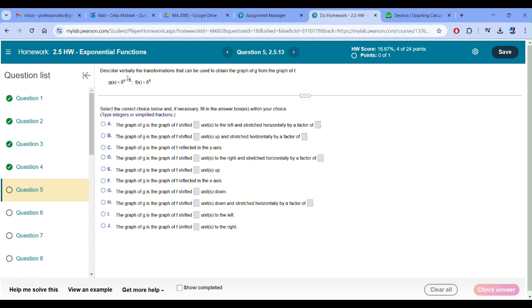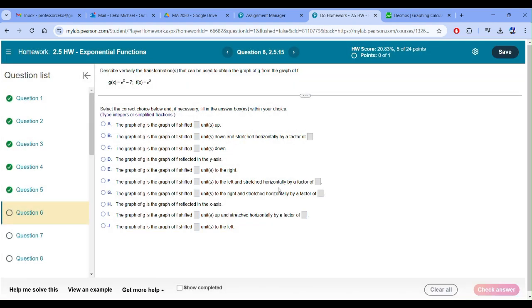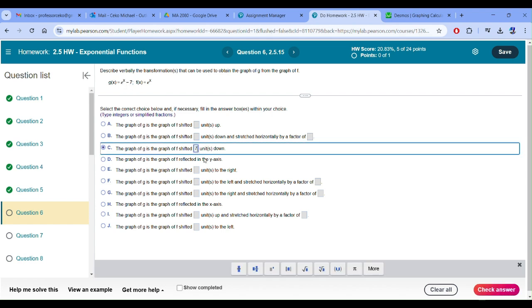All right, so now here, based off of our reasoning, what would happen here? If I have x minus 5, the -5 is attached to the x. That's going to be a left-right movement. And because it's lying to us, this graph shifted right 5 units. The graph of g is the graph of f shifted 5 units to the right. Cool. What would this one do? e to the x. Well, this is not attached to x, so that should just be moving it down. So it shifted 7 units down.